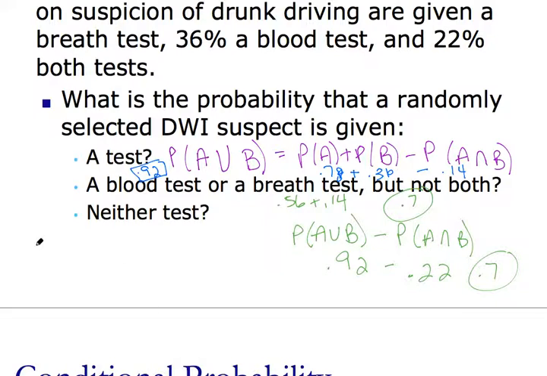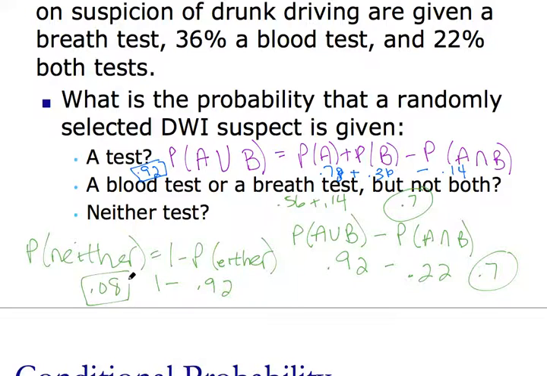Okay, so neither test: the probability of neither is 1 minus the probability that they were given either test, or one or both of them. Whenever you see a negative, that means it's a complement. So 1 minus given either test is the 0.92 that we already discovered. So 0.08 is the answer here.